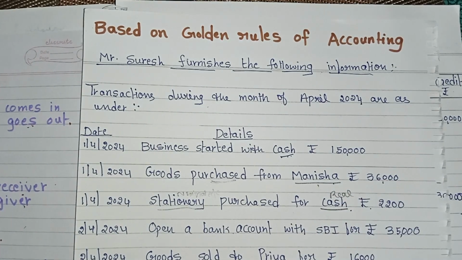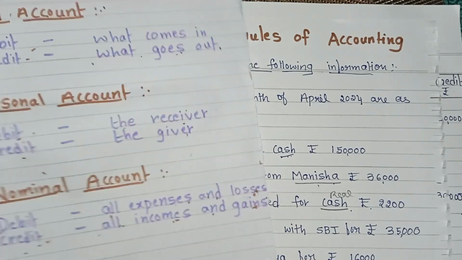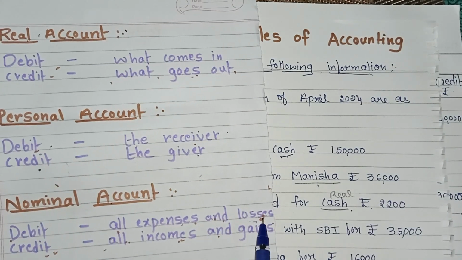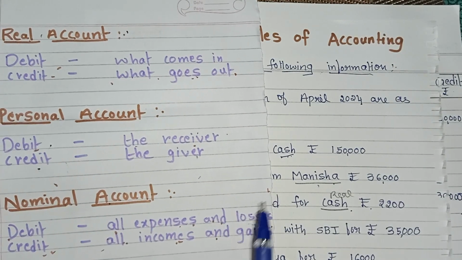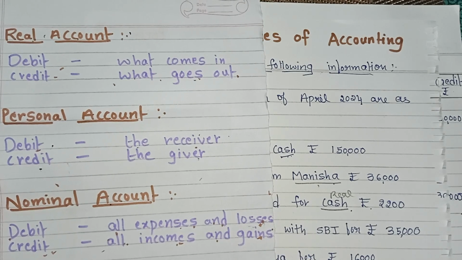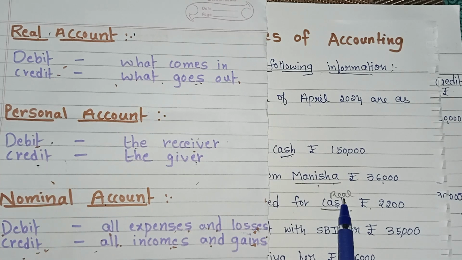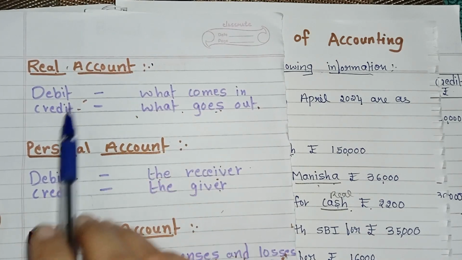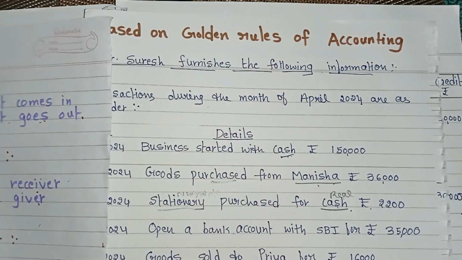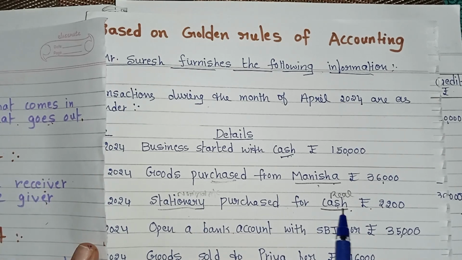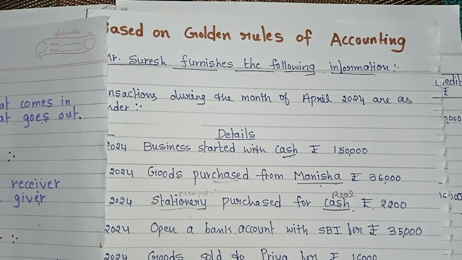Now we have to check the rules. Nominal account, debit all expenses and losses. Stationery is an expense, so we need to debit the stationery account. And what about cash? It is a real account. Now the rule of real account is credit what goes out. Stationery purchased for cash. We are purchasing the stationery by paying cash. So the real account rule is credit what goes out. Cash is going out, so cash account is credited.